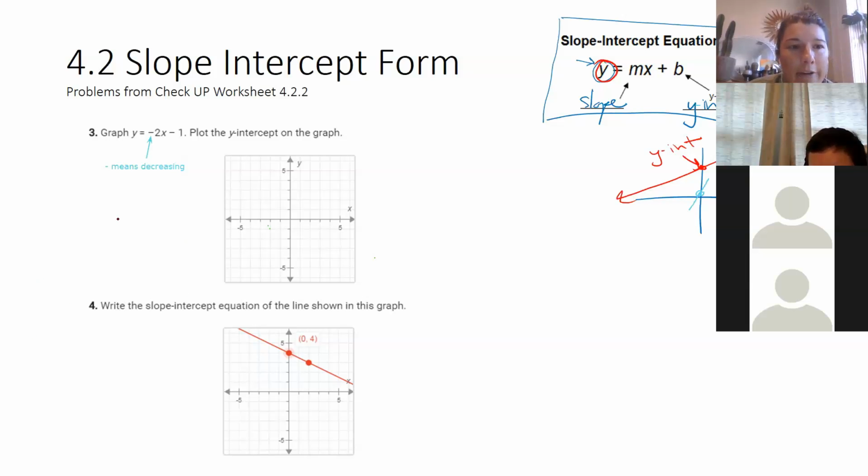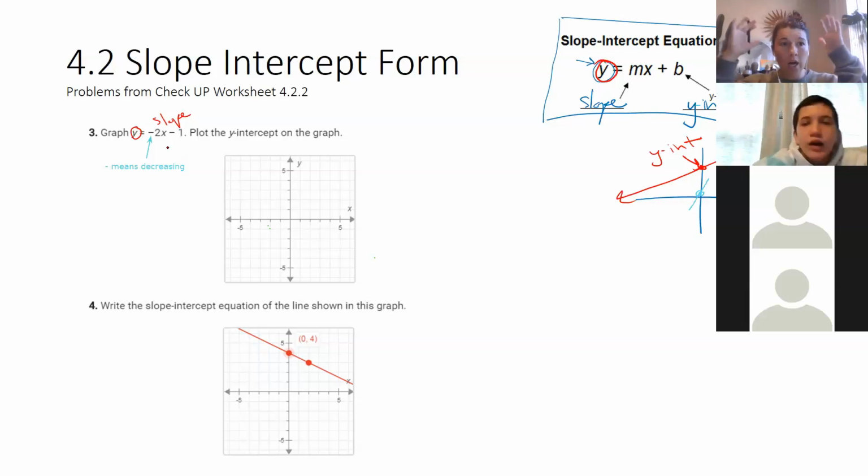Love it. All right, let's graph. Katie is ready to go. She said that negative out in front means it's decreasing. Good, Katie, because that -2 is your what? Slope. It is our slope. And we know that because this equation here is solved for y.